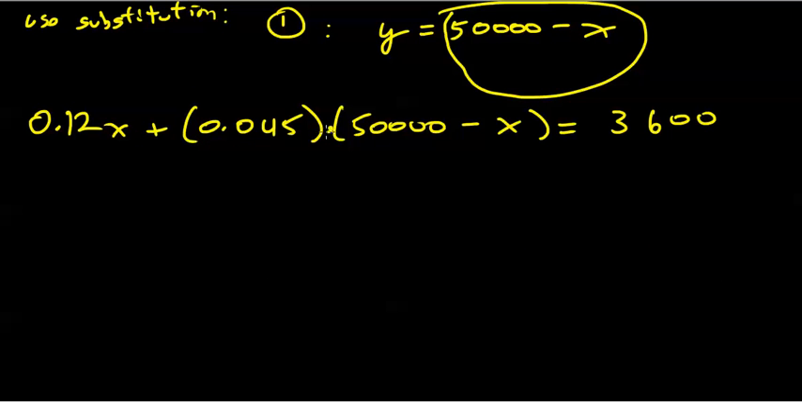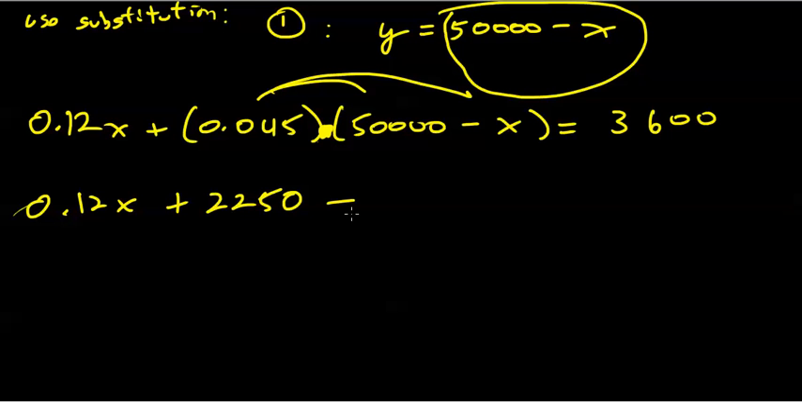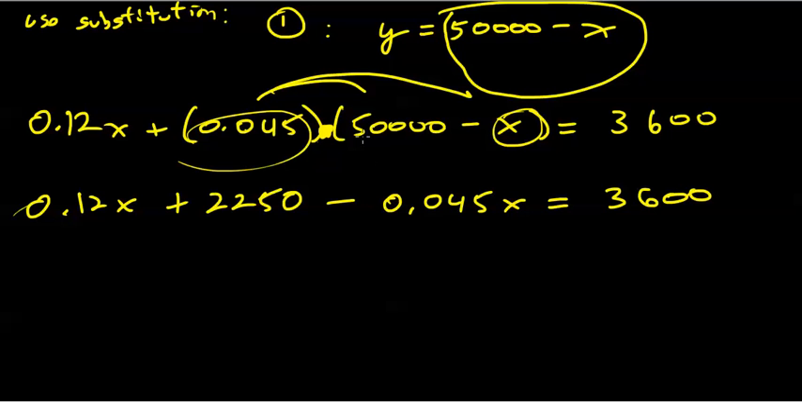All right, now I gotta be careful here about applying my distributive law. This is a product in this second term. I'm going to have to multiply both of these terms by 0.045 in order to free up that x variable to be solved for. Well, 0.045 times 50,000, that's 2250. Minus 0.045 times negative x gives me, of course, negative 0.045x. All right, so performing this indicated multiplication gives me this better-looking equation.